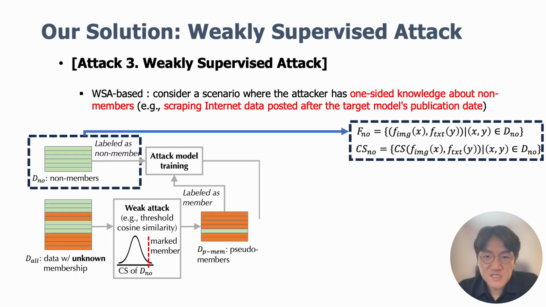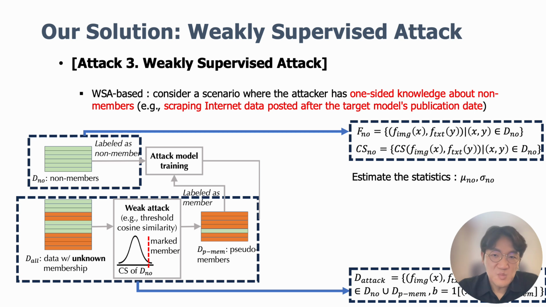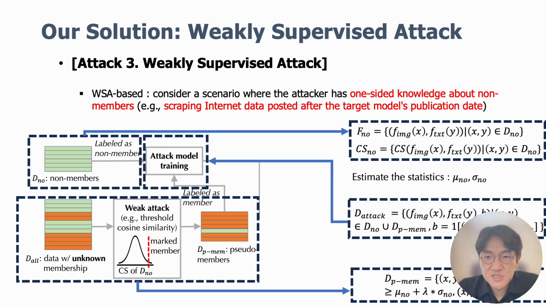We first calculate the cosine similarity for this non-member set. Then we can calculate the mean and variance of this set. Using this mean and variance information, we can identify pseudo-member samples from a noisy set which contains both members and non-members, and label them as members.